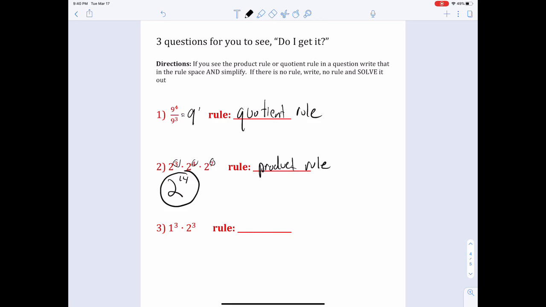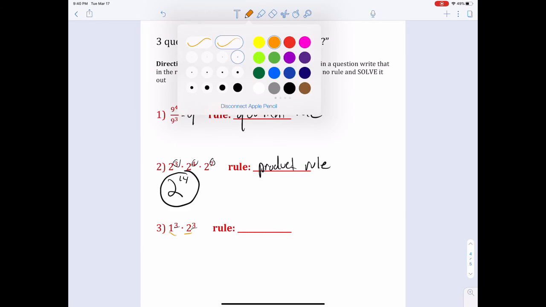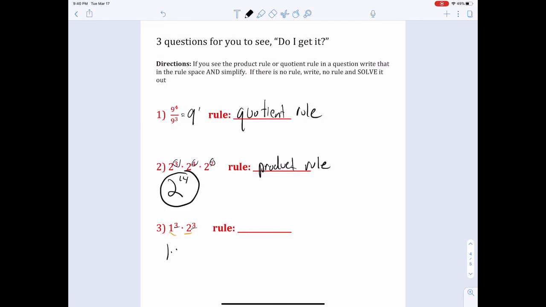And right here, I hope you guys notice that even though these exponents are the same, we can't do anything with it. They don't have the same base. So you should just do this out as normal. So 1 times 1 times 1 times 2 times 2 times 2 should give us 1 times 4 times 2, which is just 8. So no rule, and it equals 8.